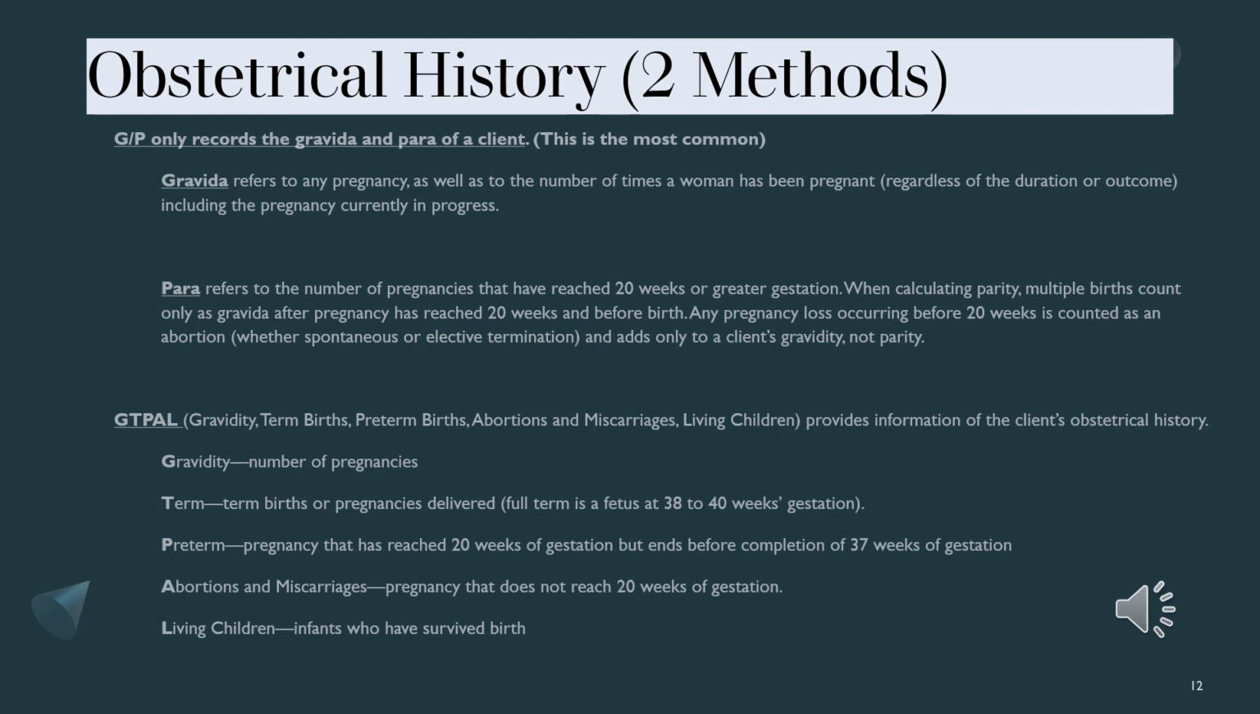Officially, the word for a miscarriage is a spontaneous abortion. That is any pregnancy that does not reach 20 weeks. Living children are the infants that survived birth. So if I had a preterm baby at 20 weeks, I might be a gravida 1 with a preterm of 1 and living 0, because maybe that baby did not survive. We will do a few of these in class together.